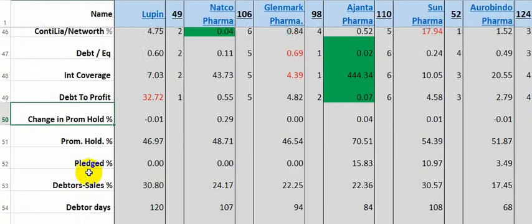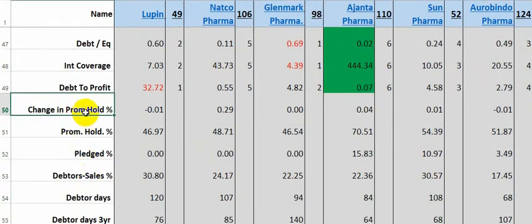Next, we'll look at the change in promoter holding from 3 years back, what the current promoter holding is, and if there is any pledge on the promoters' shareholding. These three ratios we'll look at in one go. Most of these companies' promoter holding hasn't changed much. In fact, Natco Pharma's promoter holding has increased by 0.29%, but it is hardly anything. So we'll not give it a score here.